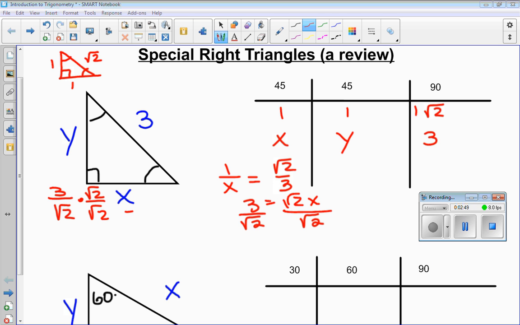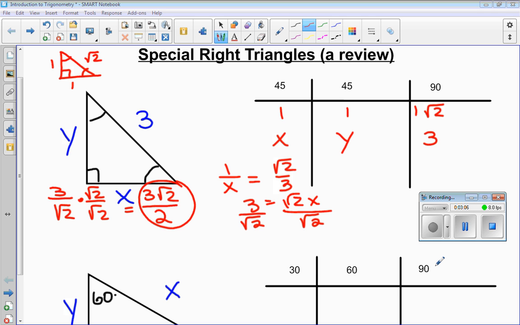And I know that I'm going to multiply fractions straight across. So the denominator, the square root of 2 times the square root of 2 is just the square root of 4, which is just plain old 2. And then the numerator is 3 square roots of 2. So that is the solution. Isn't x and y both the same?